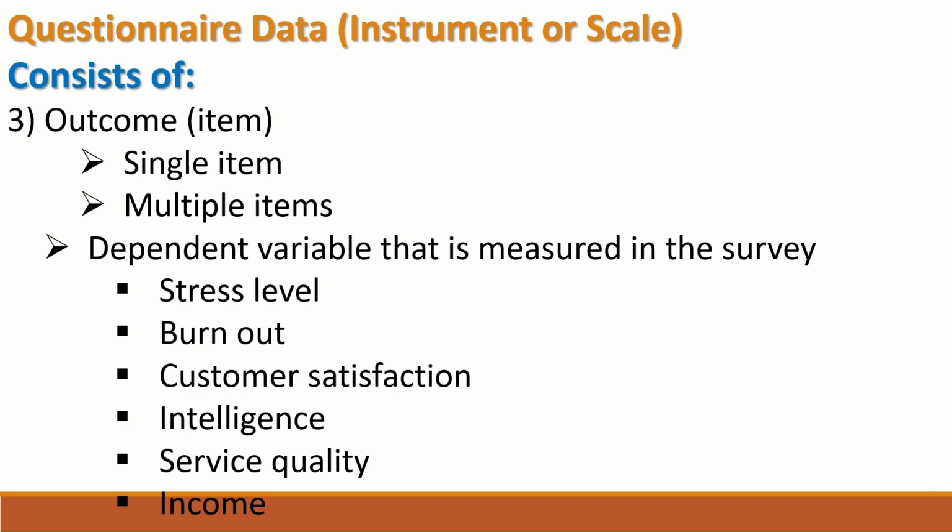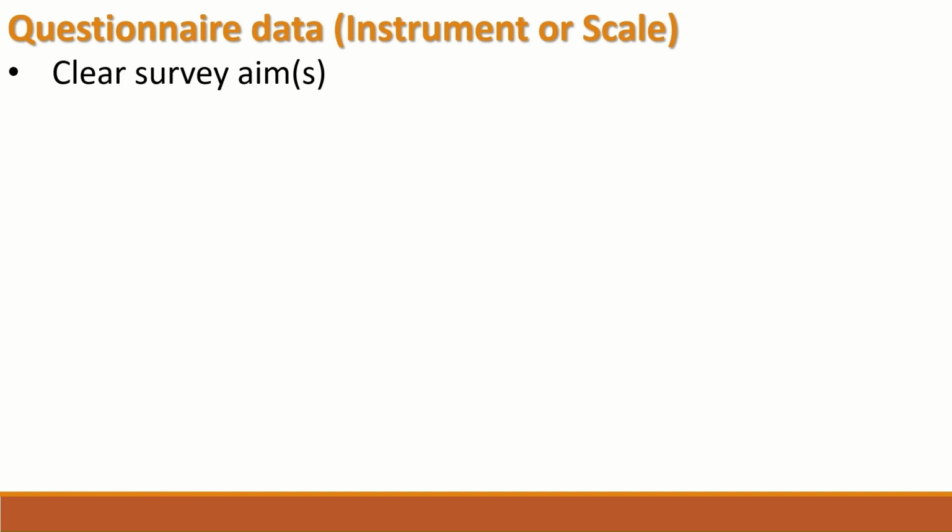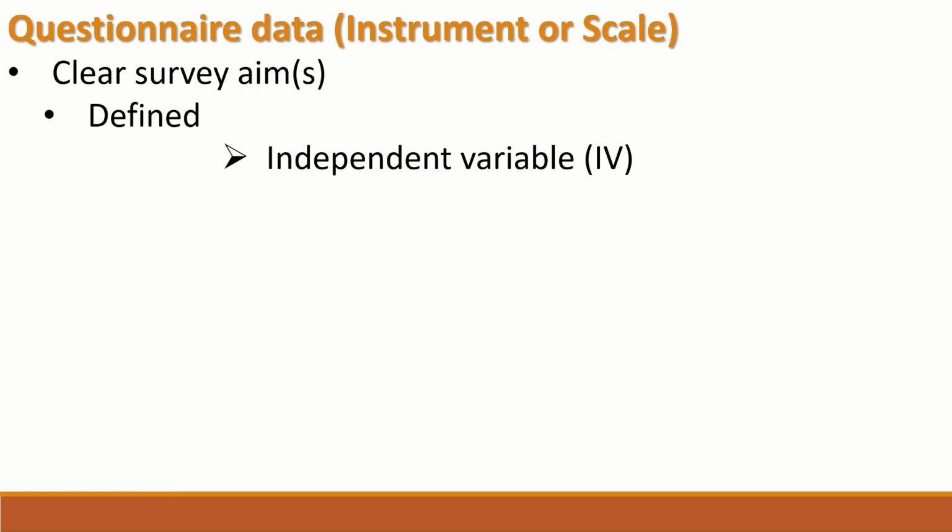So how can I determine what is an outcome and what are the independent variables? In the survey, the aims have to be clear, so the independent variable can be identified. This independent variable can be several or multiple items or questions. They are sometimes called explanatory variables or predictors.